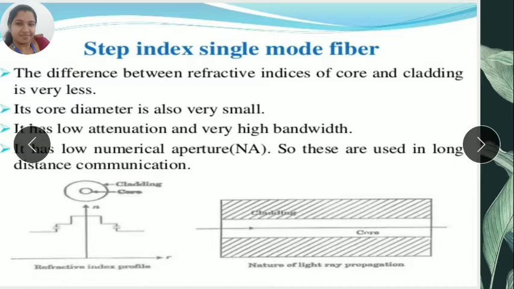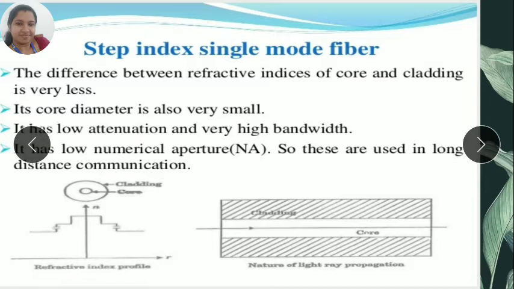So based on the mode of propagation, we can classify optical fibers into two categories: single mode fibers and multi-mode fibers. From the name itself, we can understand the concept. Single mode means only one light wave can be propagated at a time. Multi-mode means a number of light waves can be propagated at a time. That is multi-mode. So in the case of step index fibers, step index means the refractive index of core is uniform.